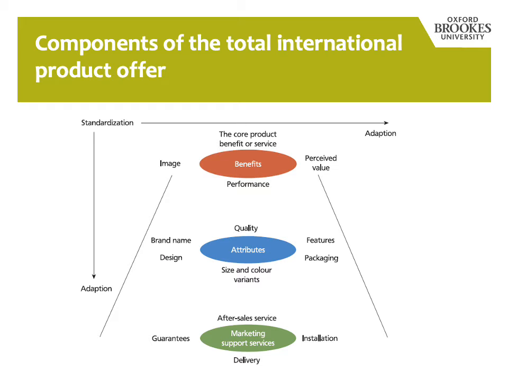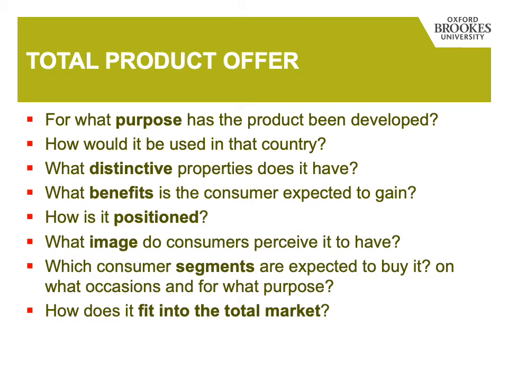Components of the total international product offer. This diagram illustrates a comparison between product standardization and adaptation. Moving towards the right indicates the elements which may be difficult to standardize in different country markets. Overall, these components give rise to the augmented product. Total product offer: it is essential to evaluate each aspect of the product in terms of what benefits the consumer might expect to gain and how the offer will be perceived by consumers.